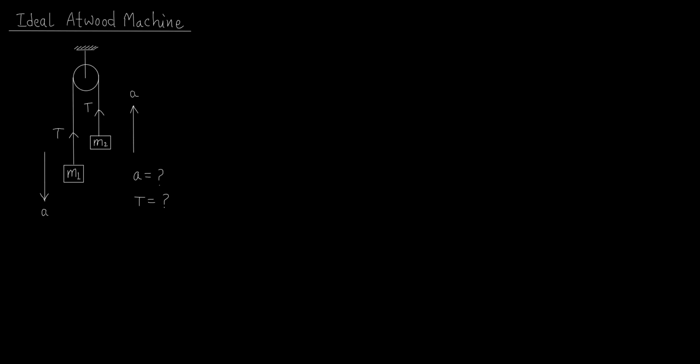Hello students, so today we are going to discuss the ideal Atwood machine. So what is an ideal Atwood machine? It is basically an arrangement of two masses and one string system which passes through a massless pulley.